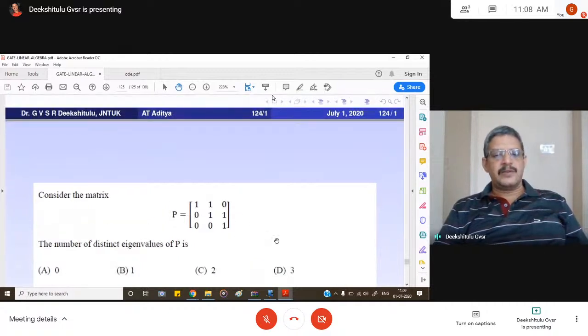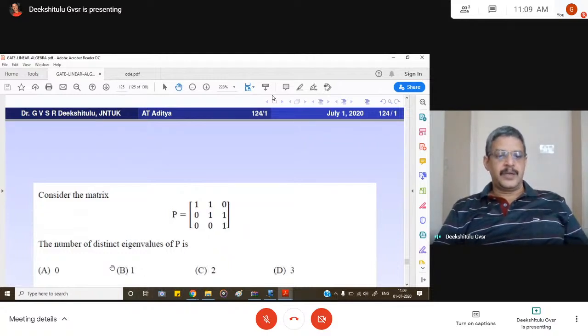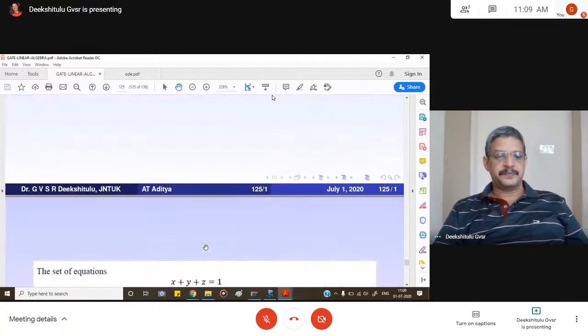Consider the matrix P is equal to 1, 1, 0, 1, 1, 0, 0, 1. Number of distinct eigenvalues. Here also it is an upper triangular matrix. So for an upper triangular matrix, what are the eigenvalues? Diagonal elements are the eigenvalues. So 1, 1, 1 are the eigenvalues. They are equal eigenvalues. Distinct means different eigenvalues. How many different eigenvalues do we have? We have only one. So the answer is 1.